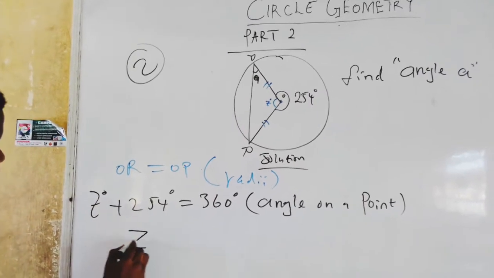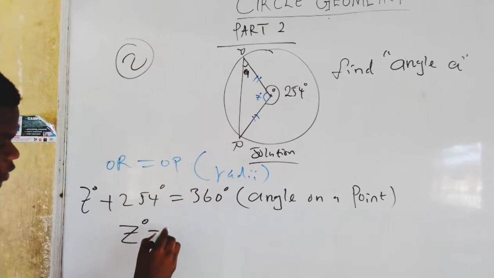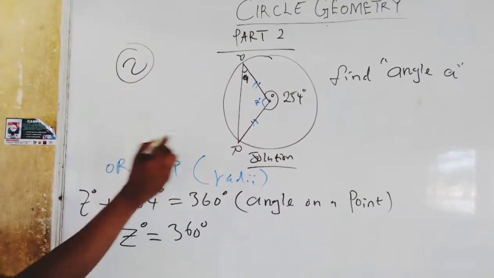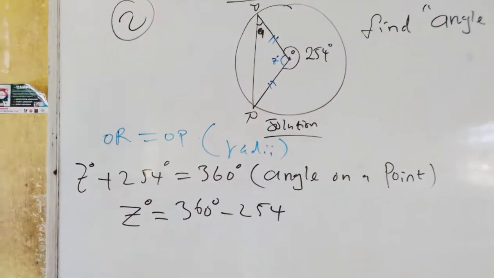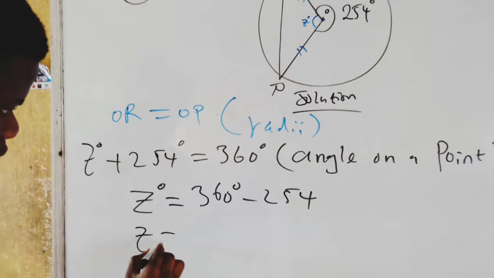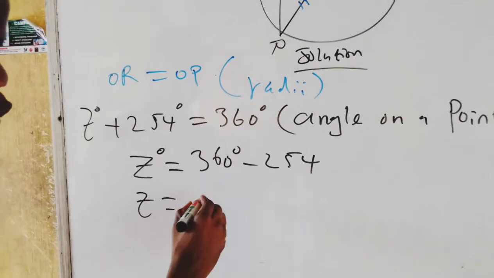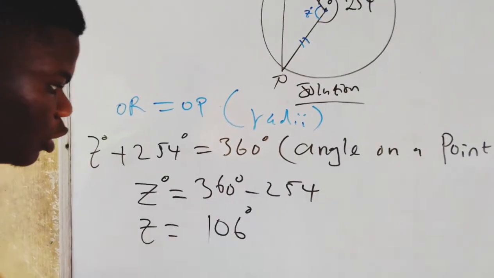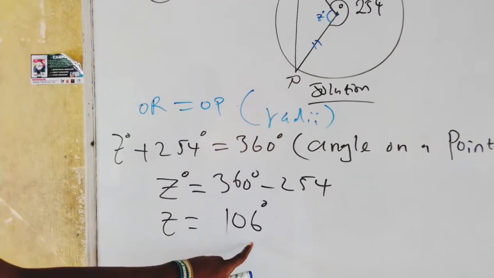So I have that Z degrees is equal to 360 degrees, taking this to this part, plus 254. Taking it to the right-hand side becomes minus 254. So 360 degrees minus 254 will give me 106 degrees.